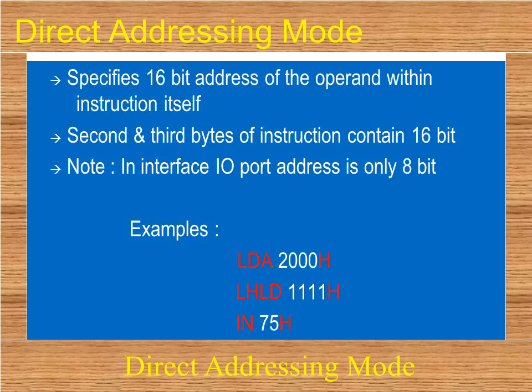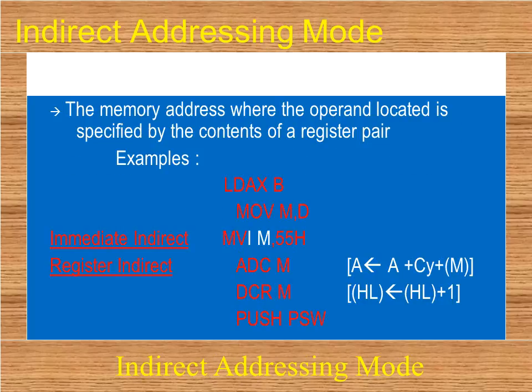Coming to the example of this addressing mode, LDA 2000H. In this, 2000H is an address. LDA means load accumulator. The content of the 2000H address is loaded into the accumulator.